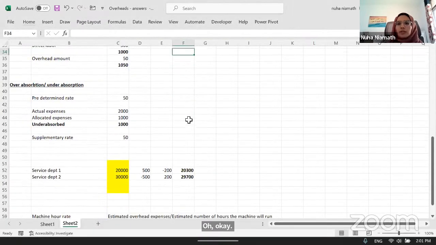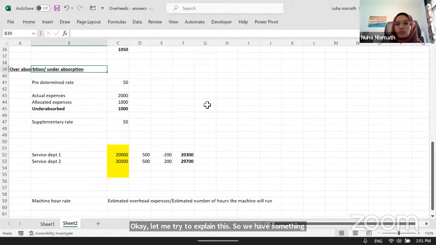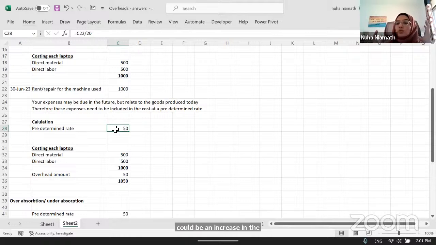Okay, let me try to explain this better. So we have something called the over absorption and the under absorption. We have understood that there is something called a predetermined rate. So today when I'm absorbing the cost into the good units, it is being absorbed at a predetermined rate. I'm estimating that there would be a repair expense of 1,000 rupees by the end of the month, and I want to incorporate that expense into my product today. But I don't know what's actually going to happen. There could be an increase in the cost, there could be a reduction in the cost. I'm assuming that I will produce 20 units, but maybe 2 units could be spoiled at the end of the month. So I'm left with only 18 units.